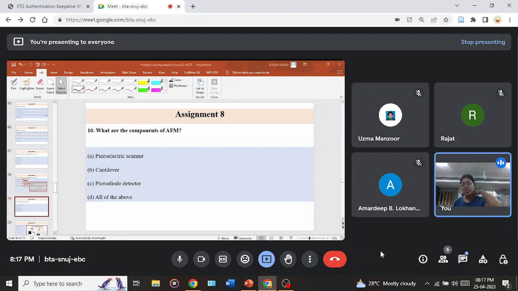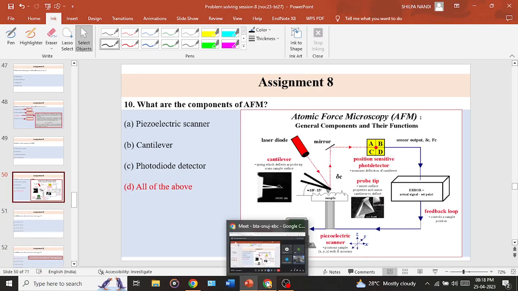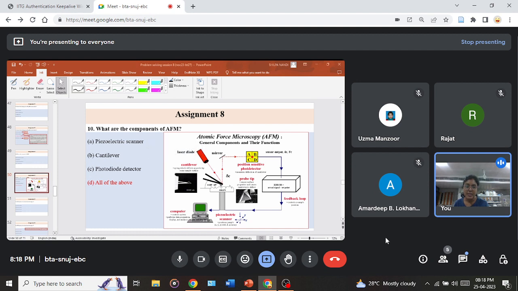The correct answer is option D, that is all of the above. An AFM has all of these three, that is a piezoelectric scanner, a cantilever, and a photodiode detector as its components. You can see from this figure what an AFM constitutes.